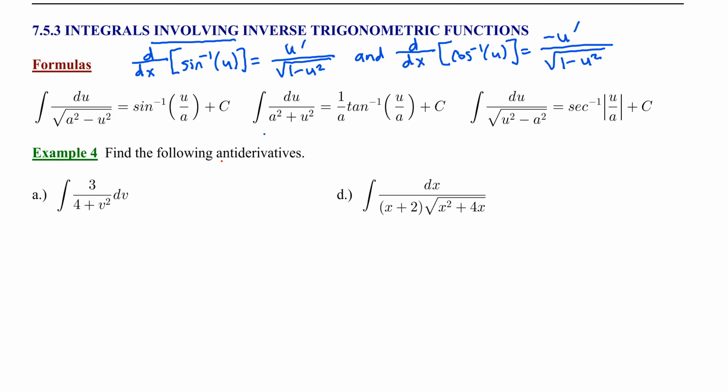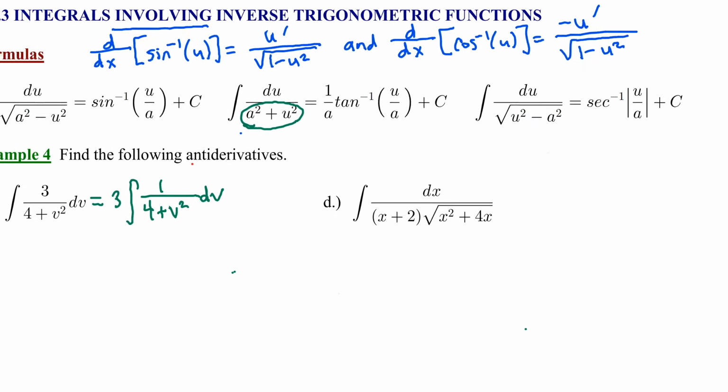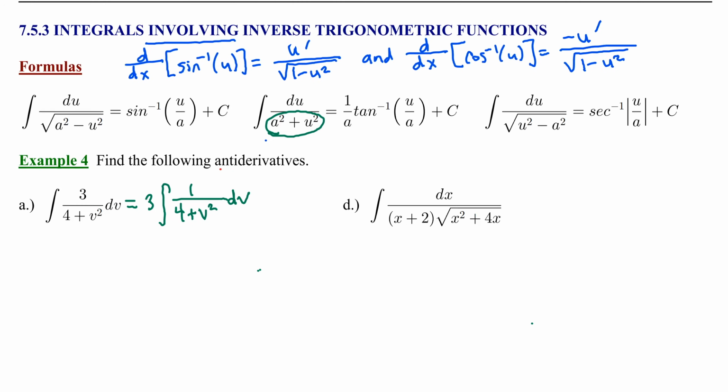Find the following antiderivatives. We want to look at the integral of 3 over 4 plus v squared dv. Now the first thing I'm going to do is move the 3 out of the way. It's a constant multiplier, so we can factor it in front of that integral sign. Then we have the pattern 4 plus v squared dv. What triggers your attention on this particular problem is the fact that you have the sum of 2 squares in the denominator. If you have the sum of 2 squares in the denominator, it's very likely going to be related to an inverse tangent, as this one will in fact.